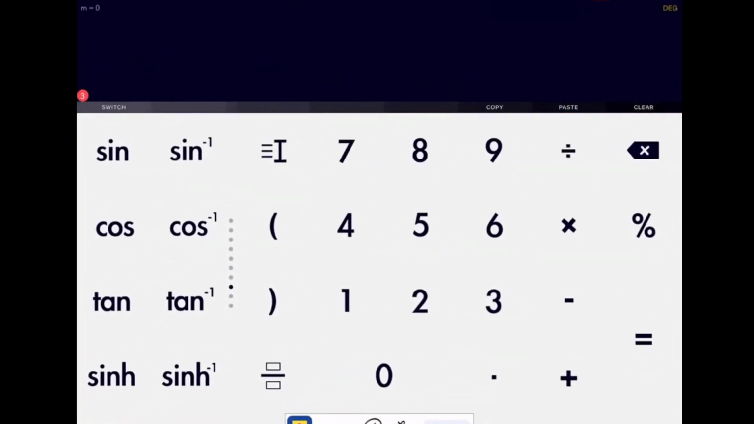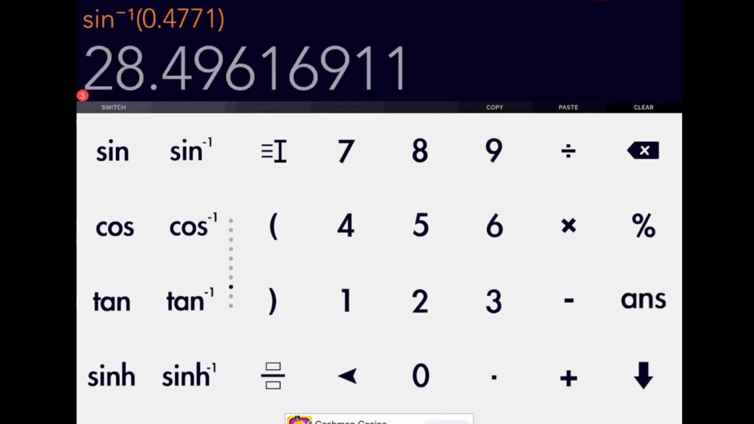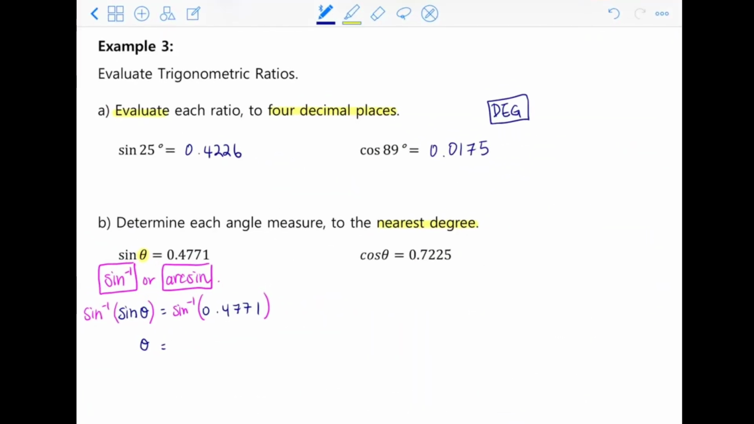All right, so let's take a look. This time, do you see this button? Sine inverse or arcsine, what we call, and then you do 0.4771 and you enter it. And you will get 18.496 and so on. So that rounds to the nearest degree, as in 28 degrees. So I'll first write down up to 4 decimal places and we'll round it. So theta equals 28 degrees. Okay, this is our final answer.